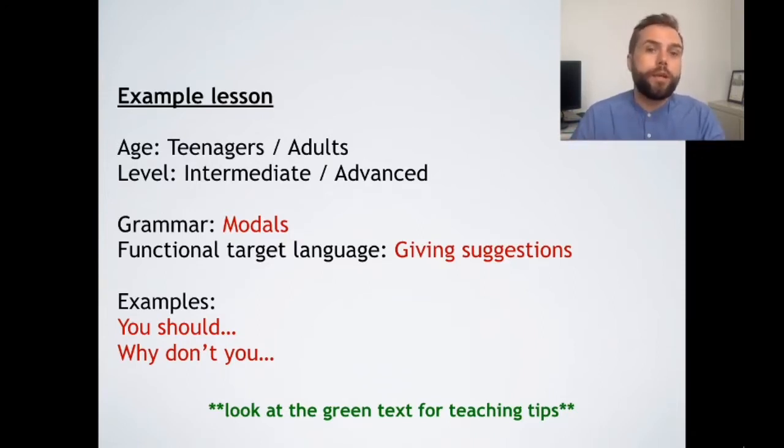So this lesson has a grammar focus and it also has a function. This lesson is aimed at teenagers and adults. It's not for young learners, and it's generally intermediate to advanced depending on how you adapt this lesson. The grammar point is modals, and the language function, the functional target language, is giving suggestions. Some examples: you should and why don't you.